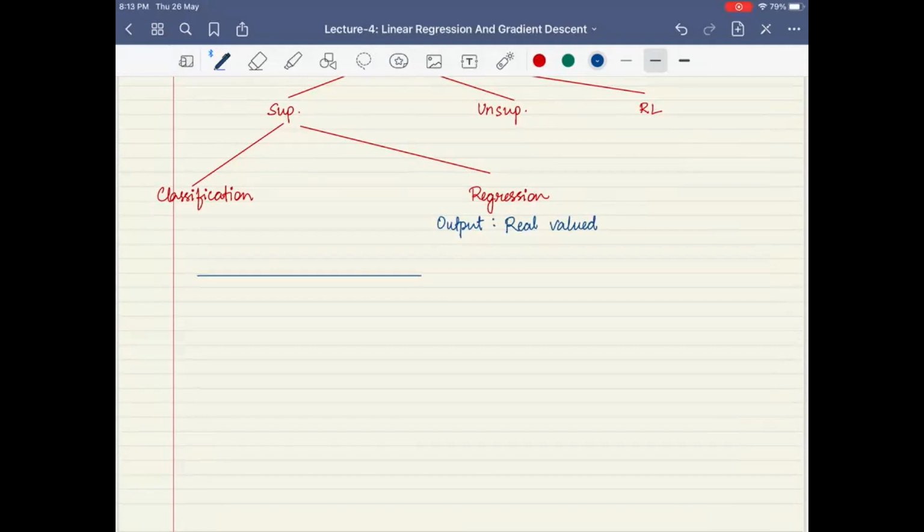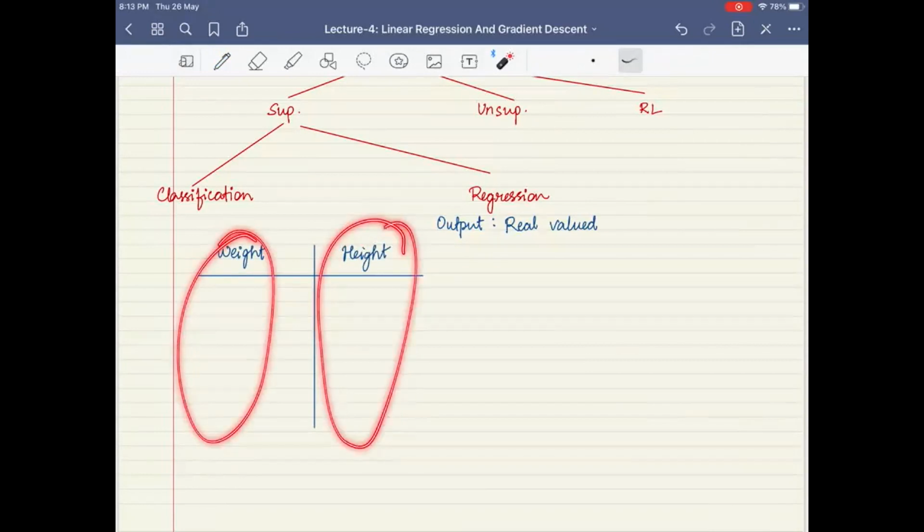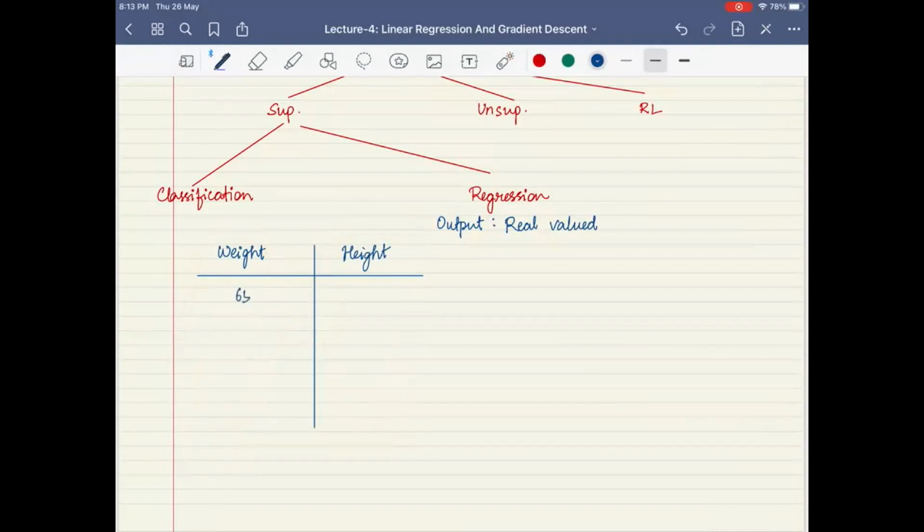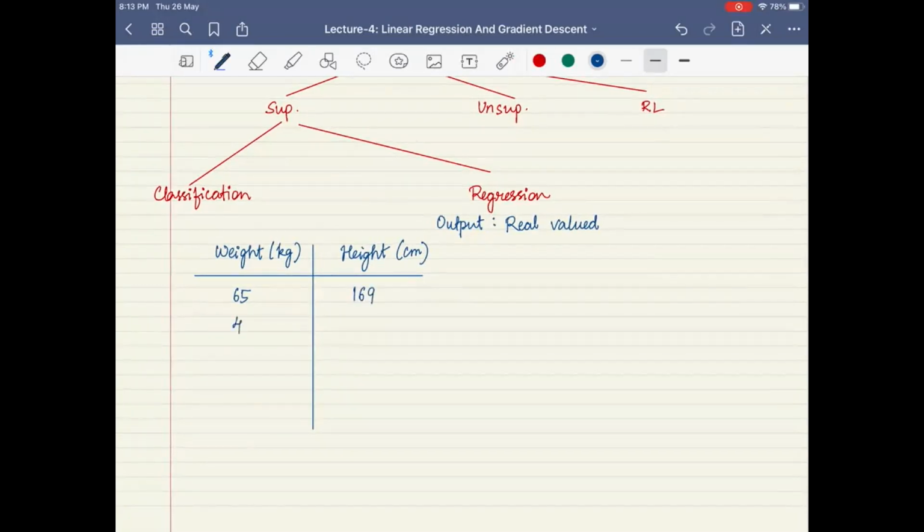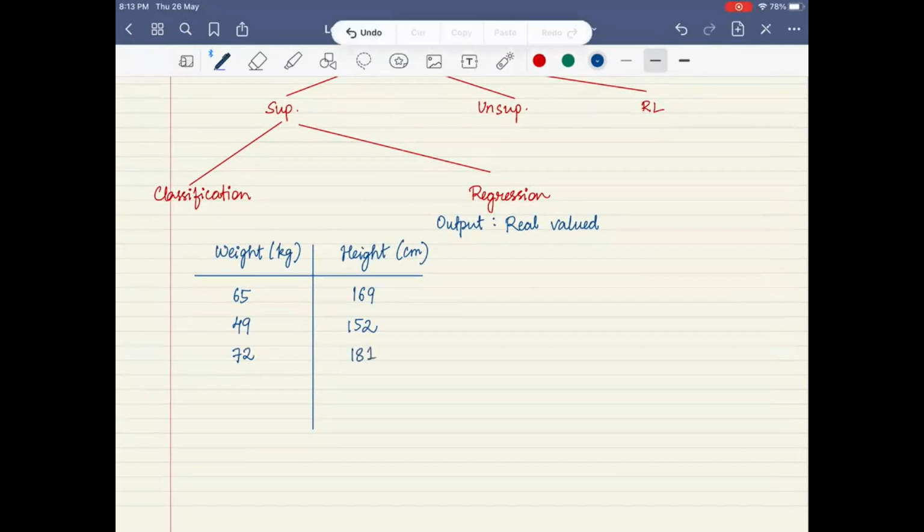Suppose I have this data set where you have somebody's weight and somebody's height. So I'm saying that this is your input and this is the output. Given the input, you'd like to predict the output. Suppose somebody has a weight of 65 kilograms. Everything here is in kgs and everything here is in maybe centimeters. So somebody has a weight of 65 kilograms and height of 169 centimeters. Some other person has a weight of 49 kilograms and a height of 152 centimeters. A third person has a weight of 72 kilograms and a height of 181 centimeters, and so on.